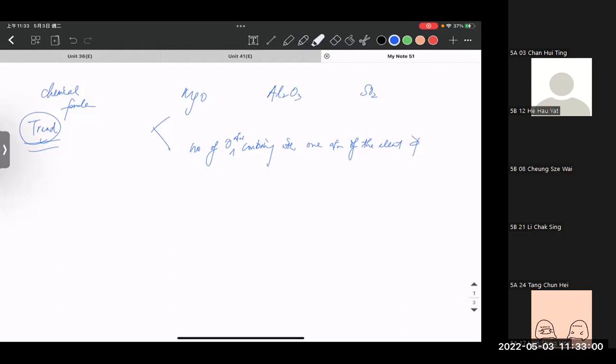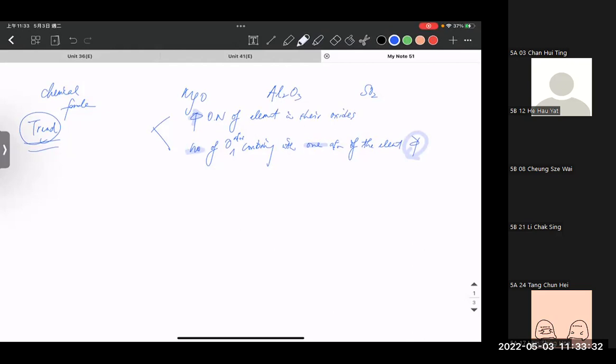What Ms. Lee has suggested is also okay, as long as you mention something about the number, the ratio, the concept. Besides, you may think of an increase in the oxidation number of the elements, of course in the oxide. By doing so, you can also describe the trend. Can you get the point?